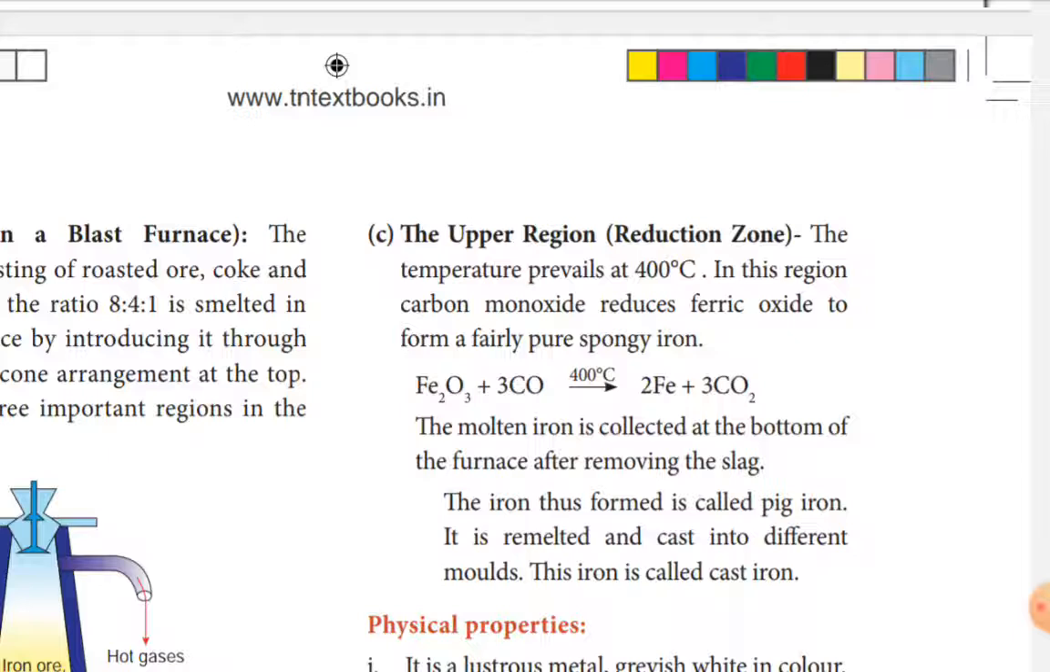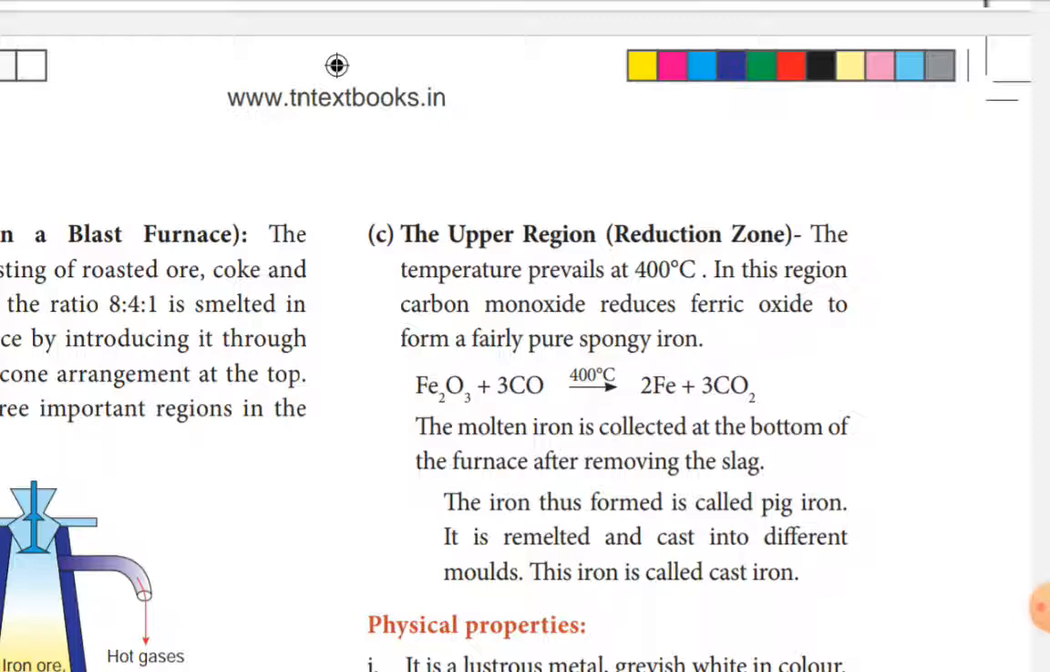In this region, carbon monoxide reduces ferric oxide to iron. Carbon monoxide reduces ferric oxide to iron, that is Fe2O3, ferric oxide. This is going to react with carbon monoxide, 3 moles of carbon monoxide. This carbon monoxide is going to take out the oxygen from the ferric oxide. So Fe2O3 turns to Fe, removal of oxygen, that is called reduction.